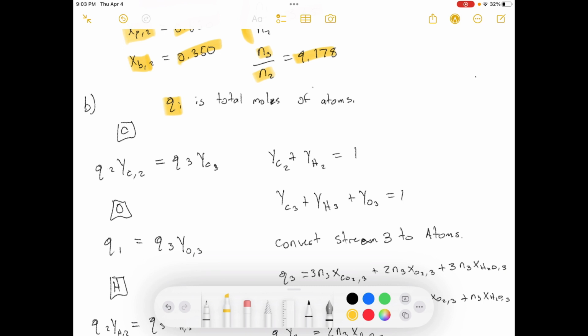So it's very important not to confuse N with Q. Very different. N is the total number of moles of molecules. Q is the total number of moles of atoms. They are different, okay?